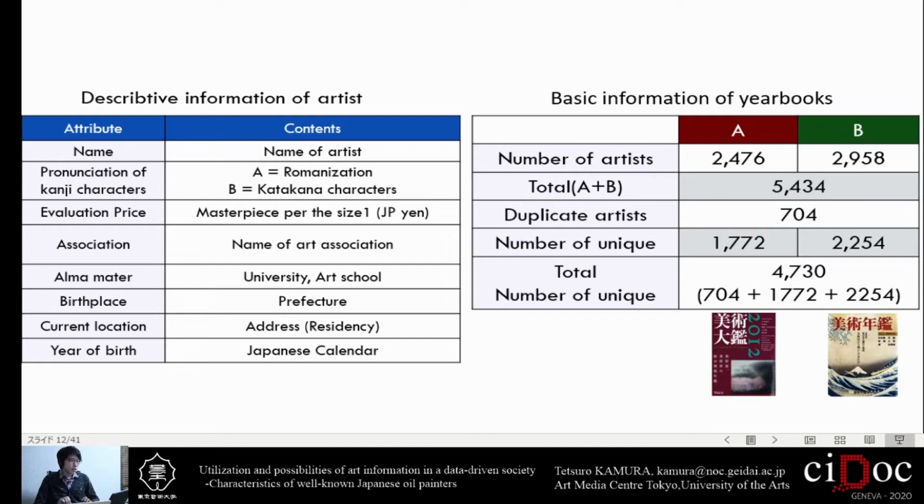We had no choice. Hence, we manually input and generated data from 2 Japanese art yearbooks. The following tables show artist information in the books. After inputting and generating data, we integrated different evaluation values in the 2 books.